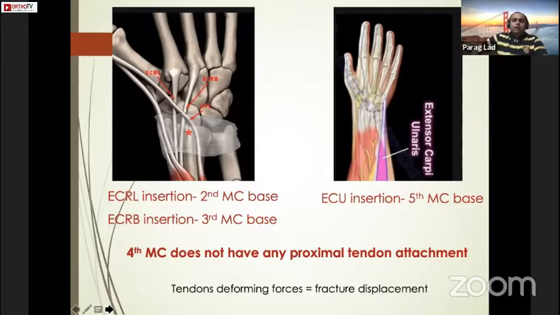Another important anatomical aspect is that the second and third metacarpal bases receive important big tendon insertions from the wrist extensors. ECRL inserts at the base of the second metacarpal, ECRB is inserted at the base of the third metacarpal, and ECU is inserted at the fifth metacarpal base. The important point here is that the fourth metacarpal does not receive any attachment, and these tendons, when they act, contribute to the fracture displacement.